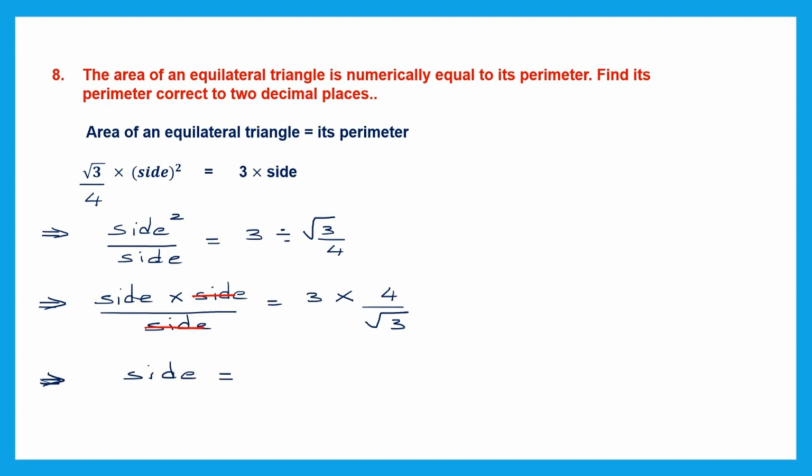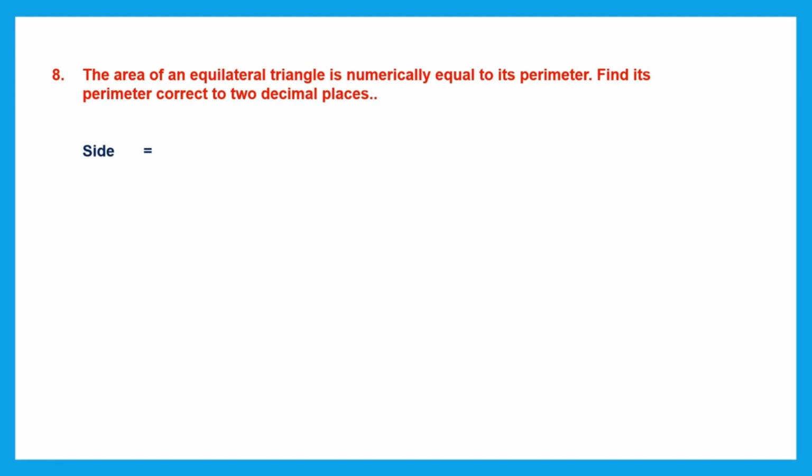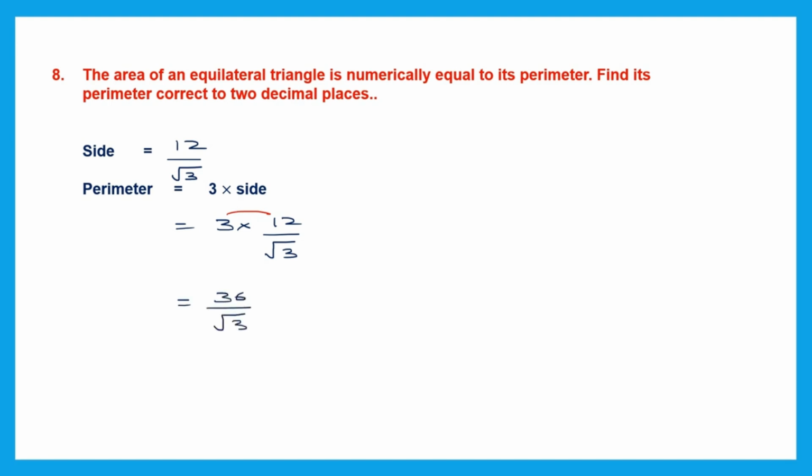So here we're going to multiply 3 into 4. 3 fours are 12. 12 by root 3. Now we have found what the side is. Now we're going to find the perimeter. We know what the side is. We just found the side, that is 12 by root 3. So the formula to find the perimeter is 3 into side. So that is 3 into 12 by root 3. Here we can multiply 3 into 12, so that makes it 36. So that is 36 by root 3. So this is the perimeter.